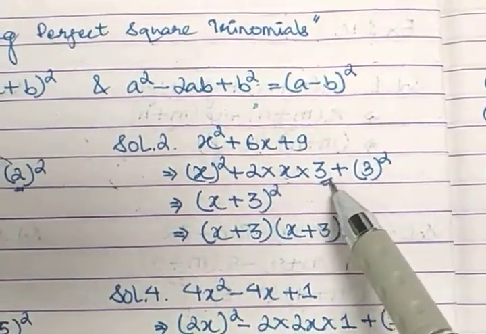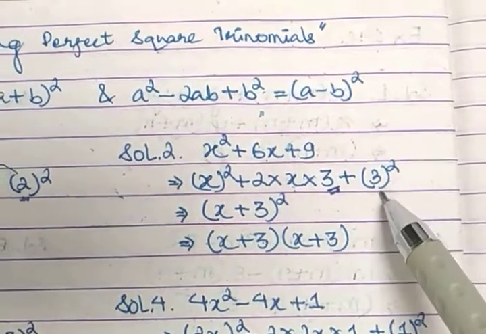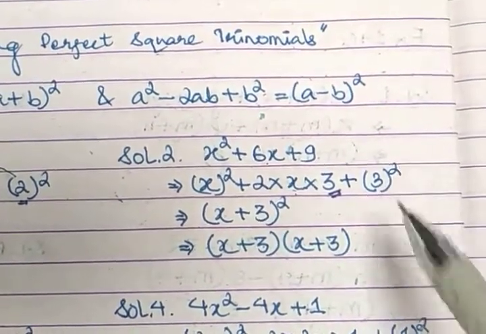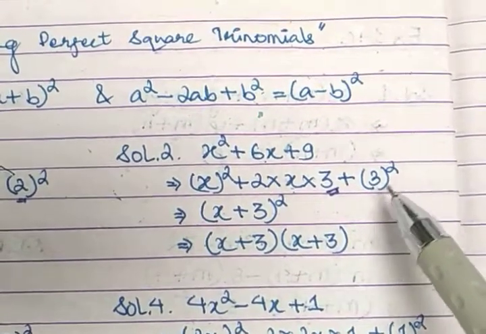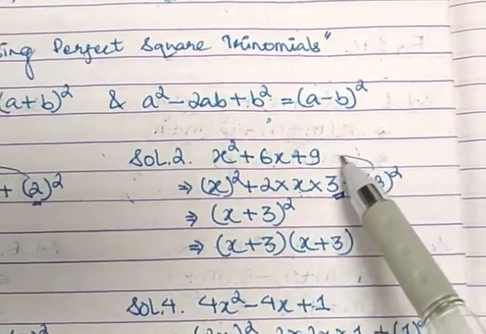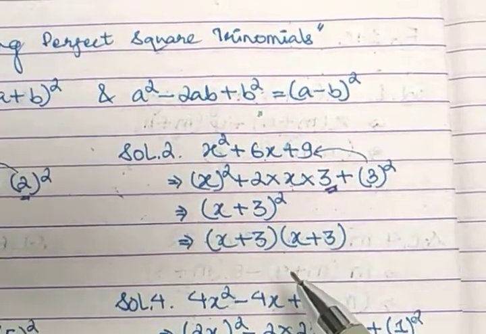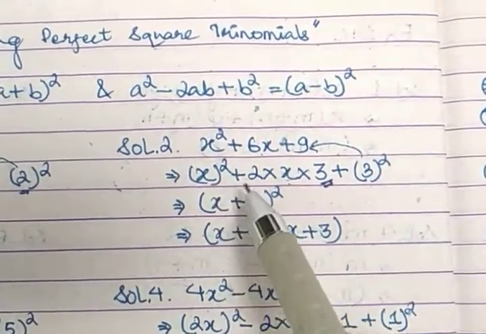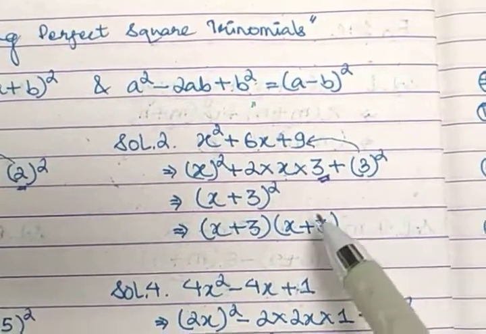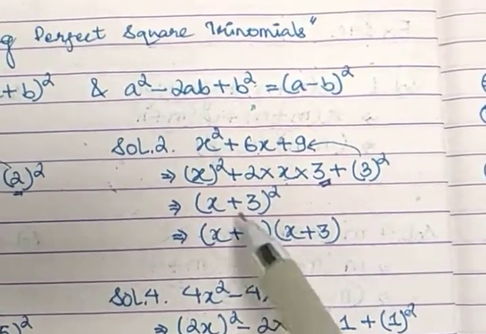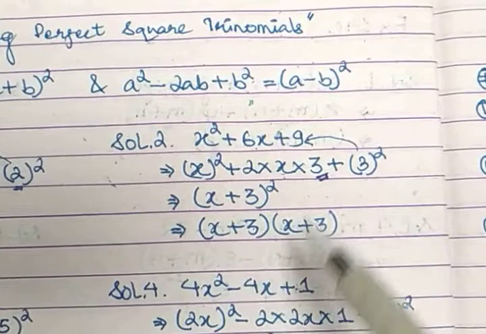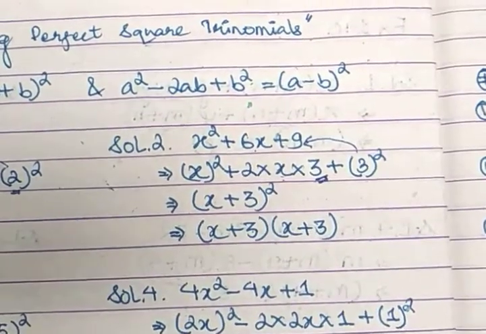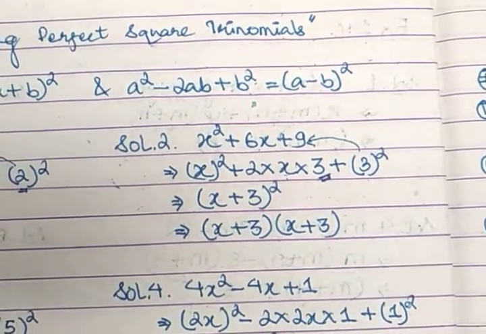Now I have got the value of b as 3. The last term is our b square, so plus b square, so b square means 3 square. What do I know about 3 square? 3 square is 9. Again, it matched. So again it is in the form of a square plus 2ab plus b square, so it can be written as a plus b whole square, that is x plus 3 whole square. Now x plus 3 whole square, I can write as x plus 3 into x plus 3 in the product form, and we are done here with the factorization.